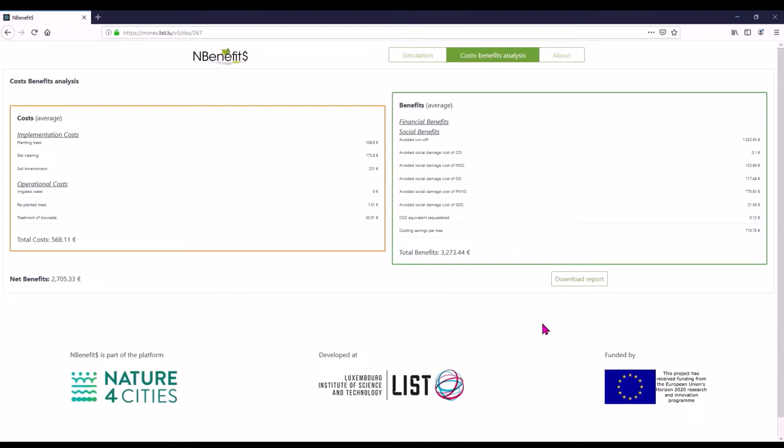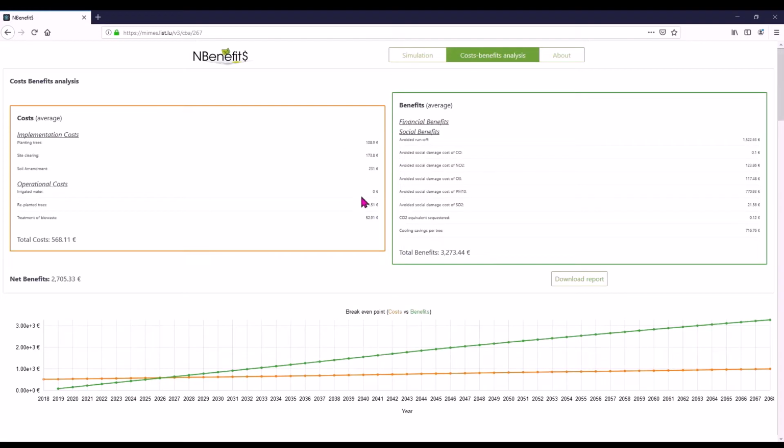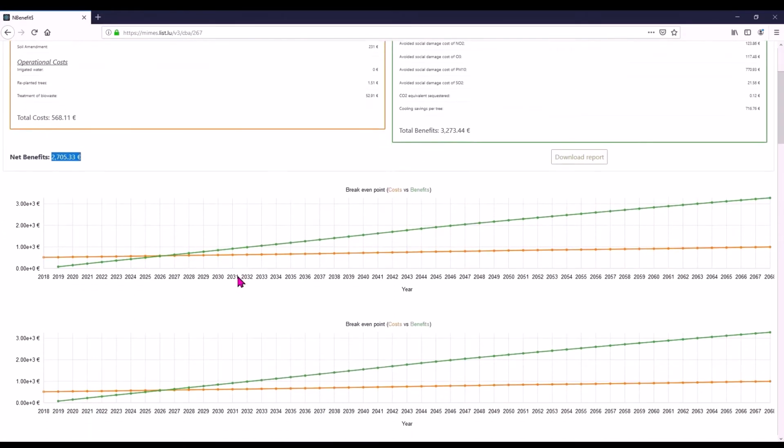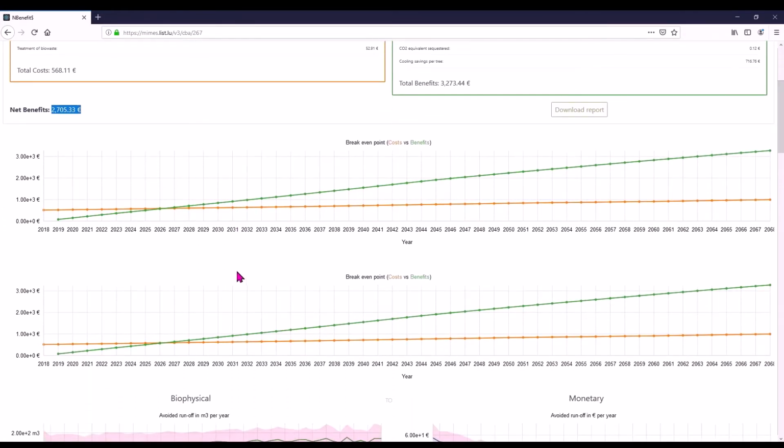A new results page will pop up after running the process, allowing you to visualize the aggregated economic costs and benefits associated with your solution. A net benefit will also be calculated out of the difference between total costs and total benefits. Also, the point in time after which benefits become higher than costs is visualized.